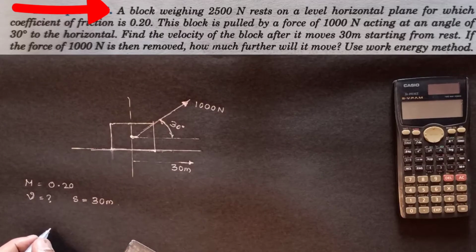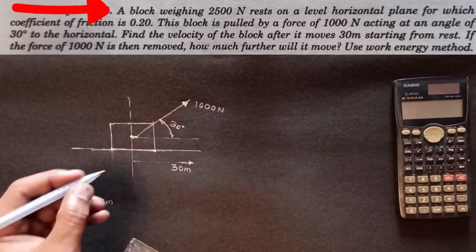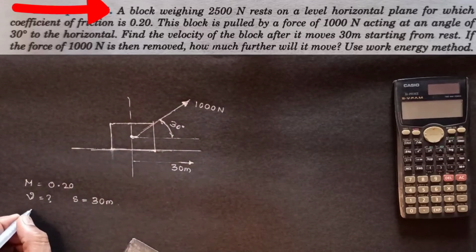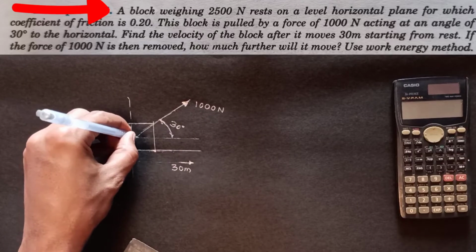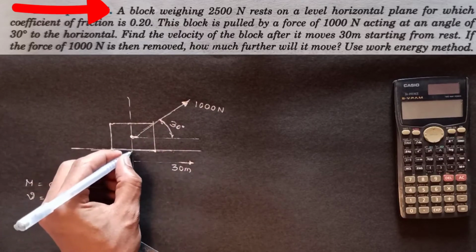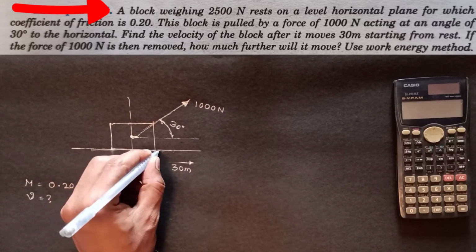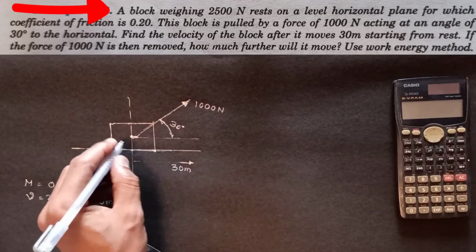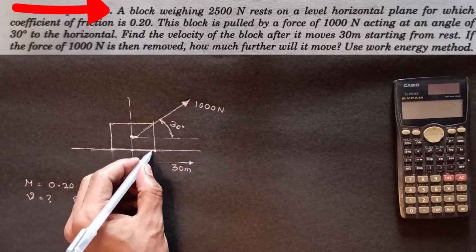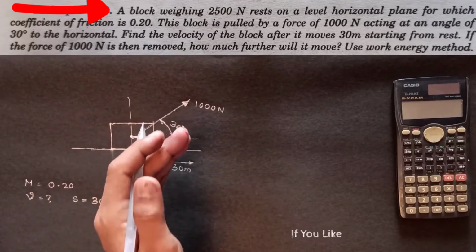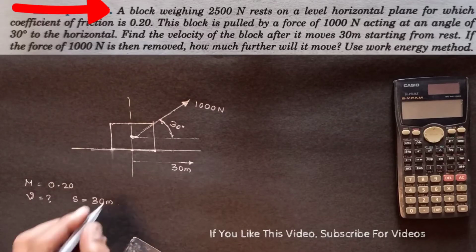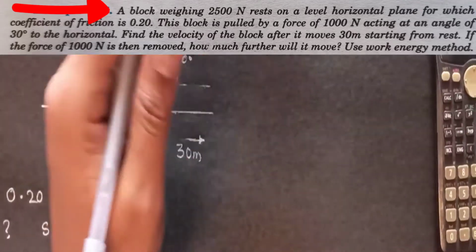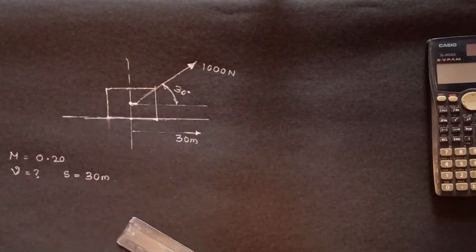And second, if the force 1000 Newton is removed, how much further will it move? When this force is removed, what will be the final distance, means how much displacement it can take when the load is removed? You have to calculate using the work energy method. When the load is acting, you have to calculate the velocity. So let me start this problem.